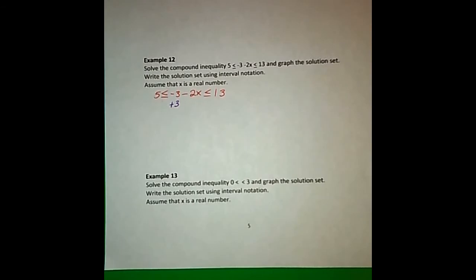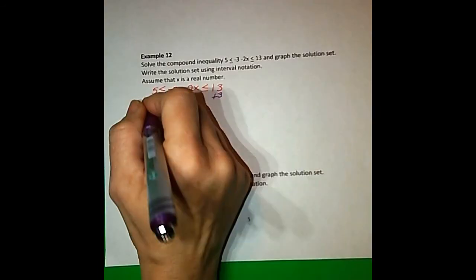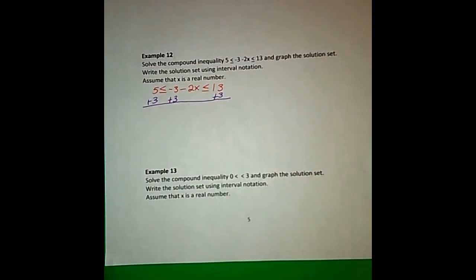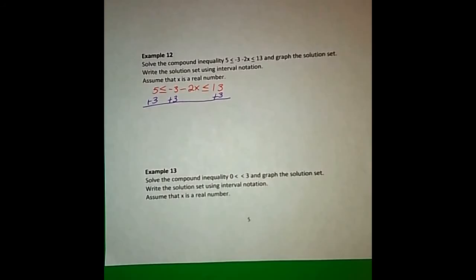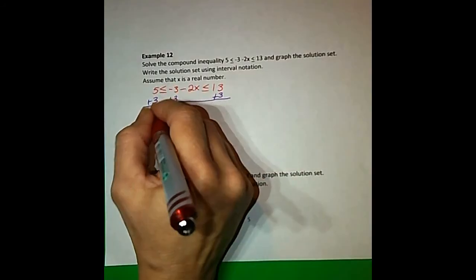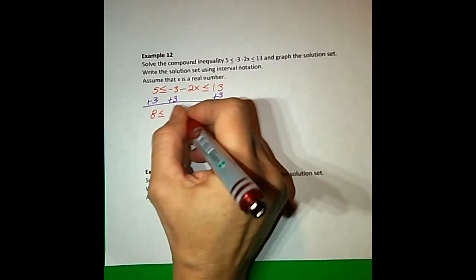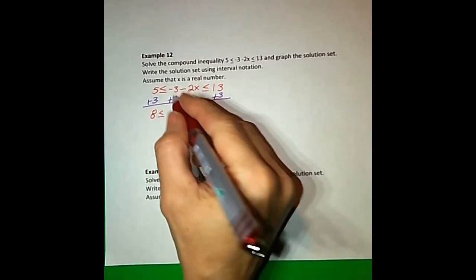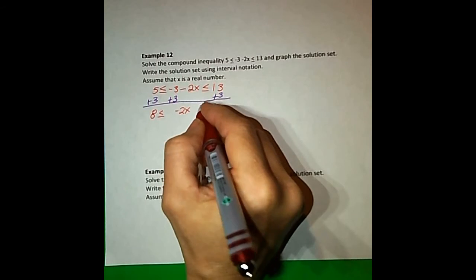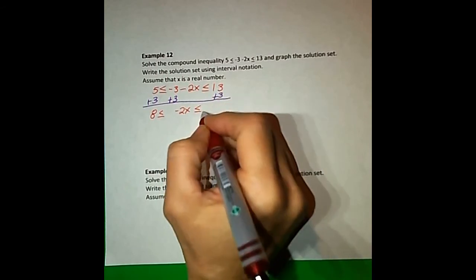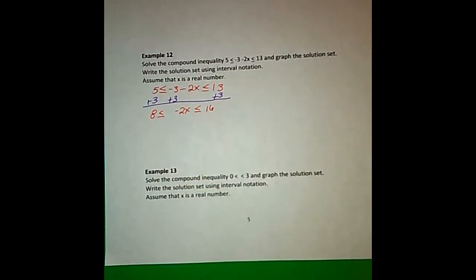And I apologize. So I'm going to add 3 to both sides. Right? Because what you do to one side, you have to do to the other side. And since there's 2 sets of sides, we have to do it to the ends as well as the middle. So now I have 5 plus 3 is 8. Negative 3 plus 3 is 0. Bring down the negative 2. 13 plus 3 is 16.